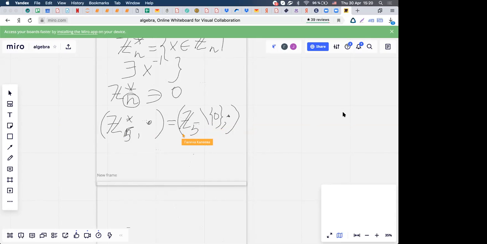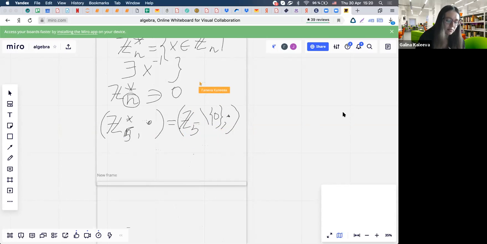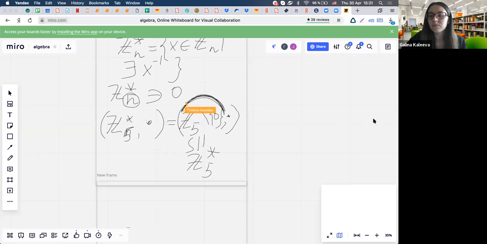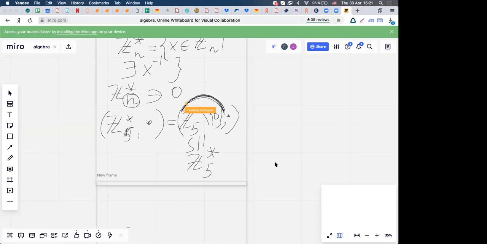Shouldn't it be Z star, because the operation is multiplication? Yeah. Here, this is Z5 star. So this is a set of elements. This notation is not of a group but of a set of elements. So I got it. I have a question about notation. Sorry for interrupting. Can I ask it now?